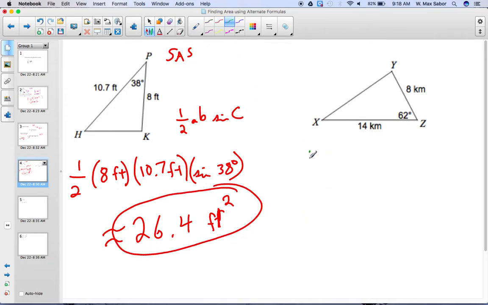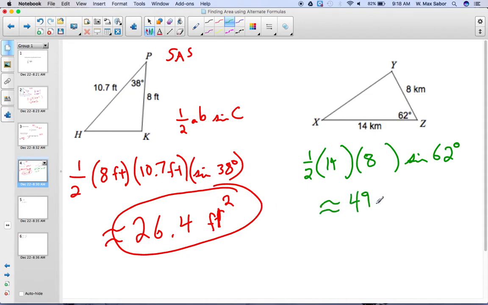Now over here we have 1/2. Multiply the side lengths together, 14 kilometers, 8 kilometers, and the sine of 62 degrees. So we have 1/2 times 14 times 8 times the sine of 62 degrees gives us approximately 49.4 square kilometers. So that's how we can find the area for side angle side.